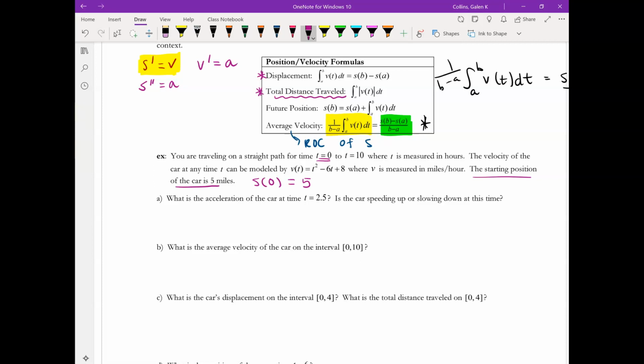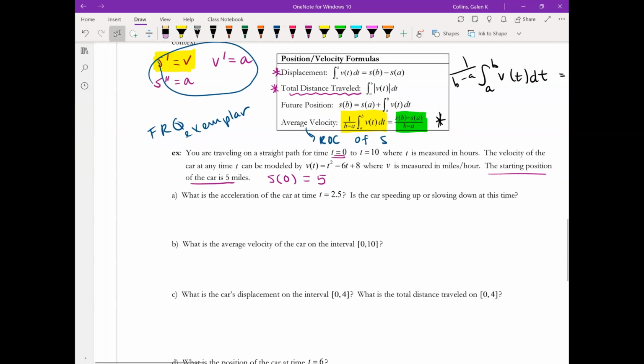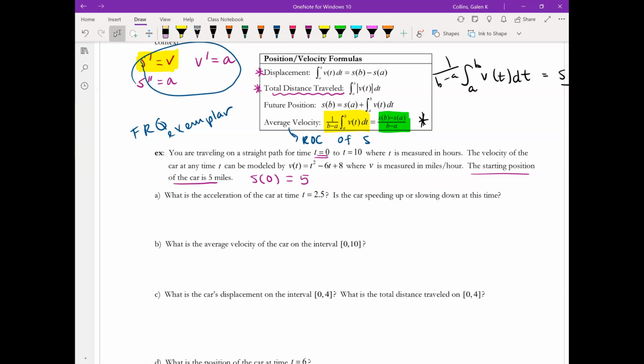All right, we want to find the acceleration of the car at time t equals 2.5. Let's say this is also an FRQ exemplar, meaning I'm showing you exactly what I want to see when you show your work and you use a calculator. First of all, AP and I will not assume that you know this relationship up here. You have to state it. If we're asked about acceleration and we're working with velocity, we have to first show that the derivative of velocity is acceleration.